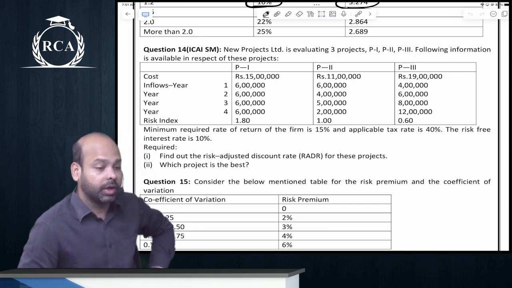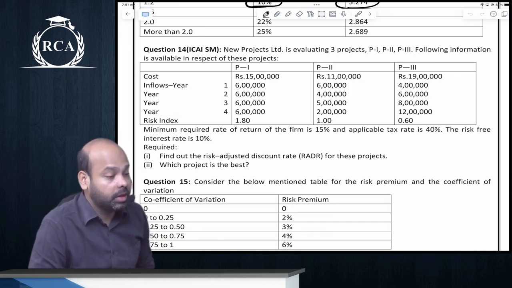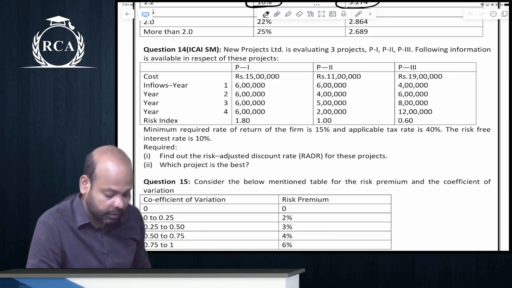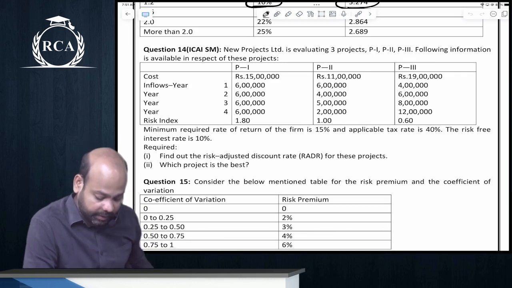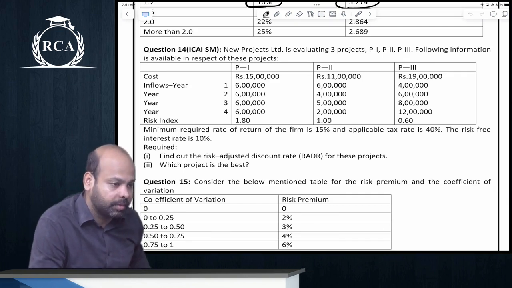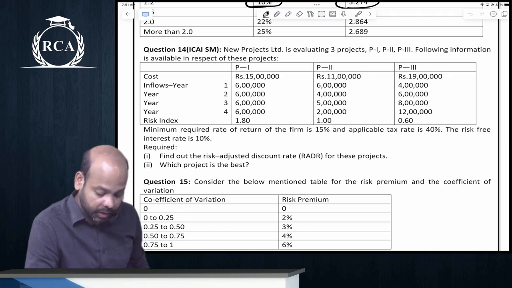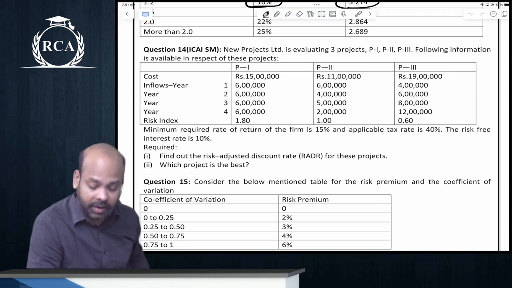Project 1's inflows are going to remain the same every year. Project 2 is 6 lakhs, 4 lakhs, 5 lakhs and 2 lakhs. Project 3 is 4 lakhs, 6 lakhs, 8 lakhs and 12 lakhs. Risk index is given as 1.8, 1.5, 0.6. Risk index is similar to beta factor but not exactly beta factor. Here the risk index is a comparison to the overall risk of a project. Minimum required rate of return of the firm is 15% and the applicable tax rate is 40%. Risk free interest rate is 10%.